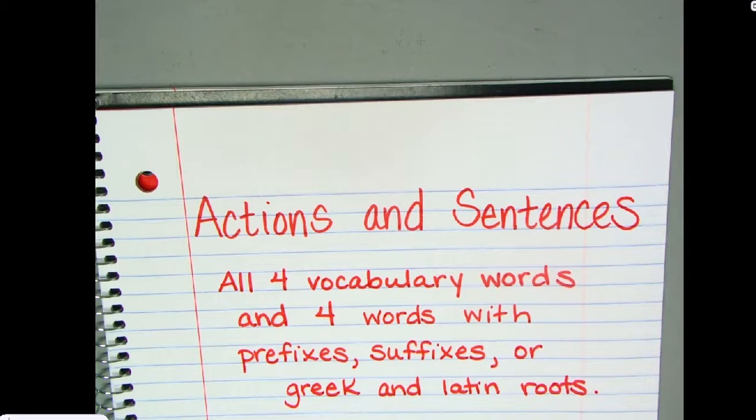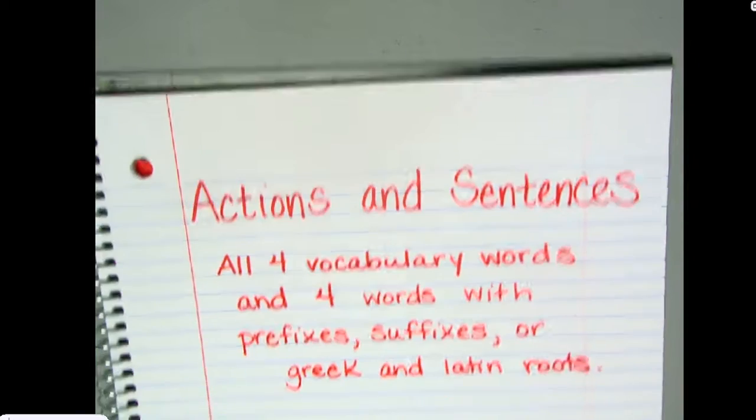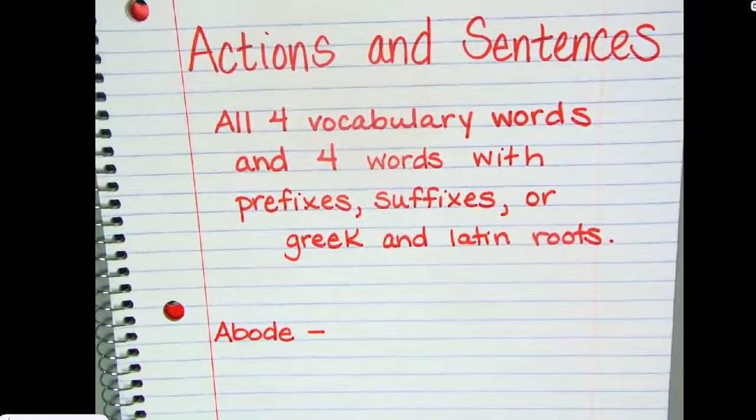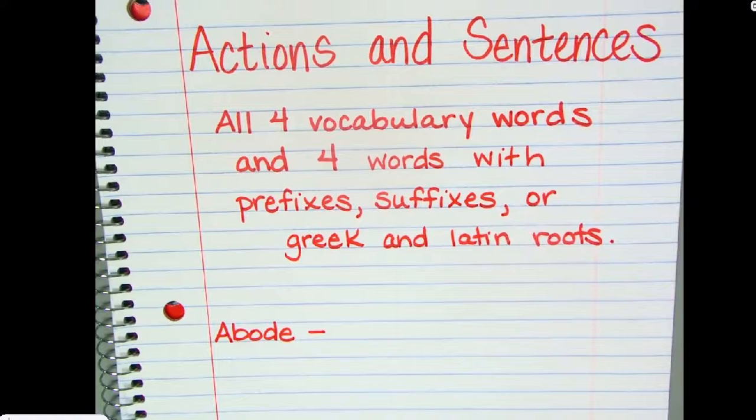First, you're going to start with actions. So this is kind of a fun time to think of different ways that you can show what the word looks like. So for example, my first word is abode. So I might create a little triangle with my hands above my head as an example for what abode is. Next, I am going to write a sentence using the word abode.